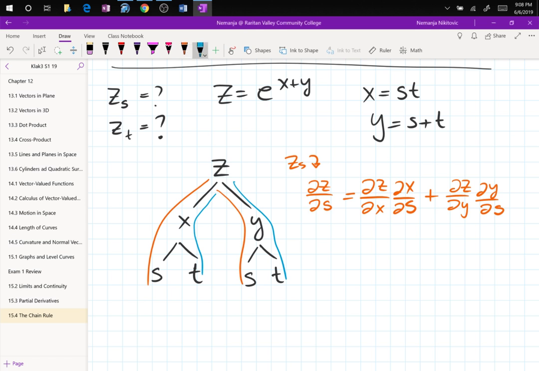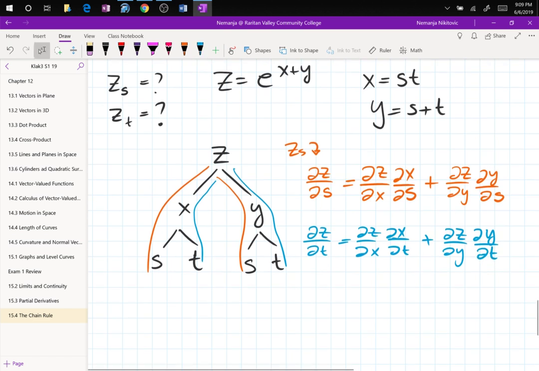And then for the blue one, partial Z, partial T: partial Z, partial X, partial X, partial T, plus partial Z, partial Y, partial Y, partial T. Nice. We have the functions. It's time to plug in. So what's Z_S? Partial derivative of Z with respect to S. Well, we have partial Z, partial X. What's partial Z, partial X? E to the x plus y.